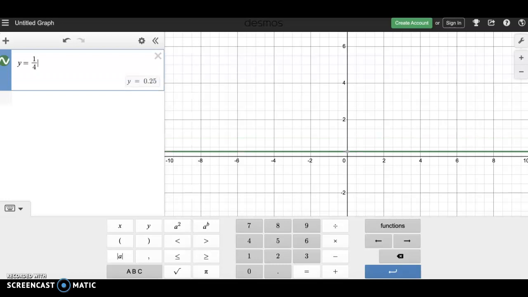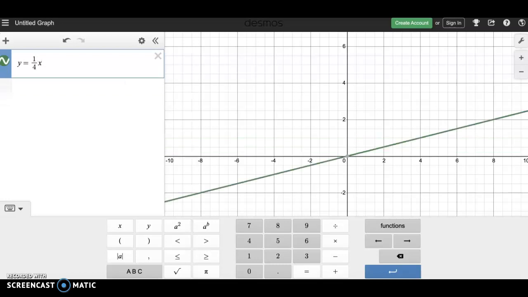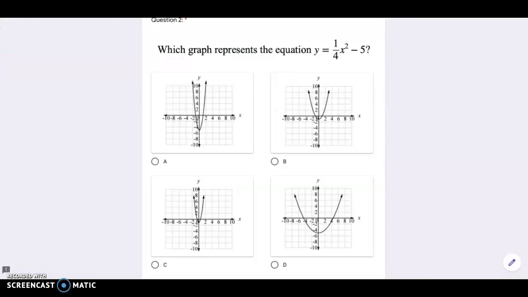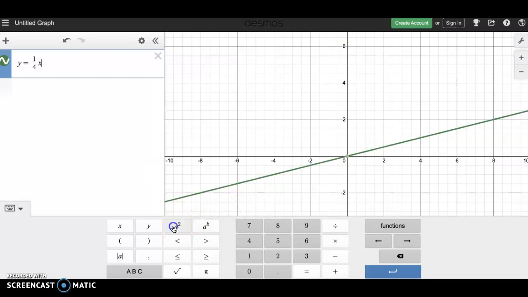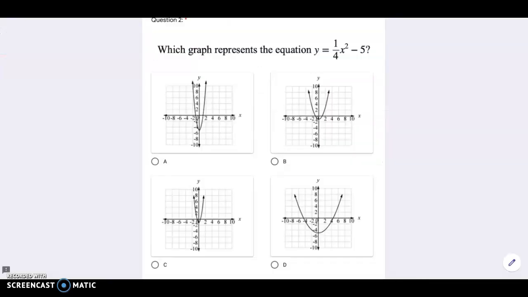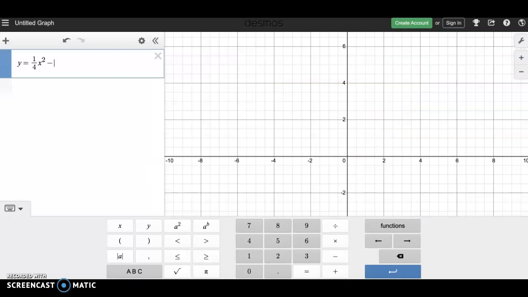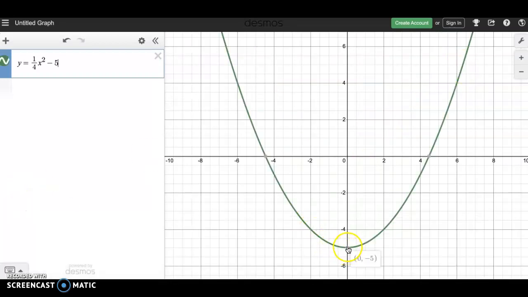1/4. So it's already putting in the fraction for you. x squared, and then I think it's minus 5. Okay, minus 5. So let's stop and look at that function. Here we notice the vertex is (0, -5), right? Okay, good point to know.